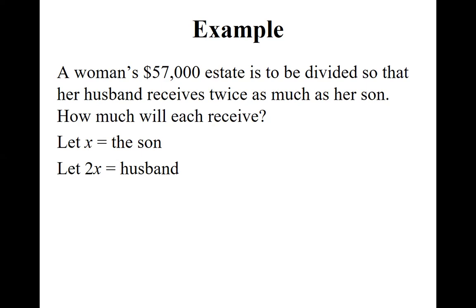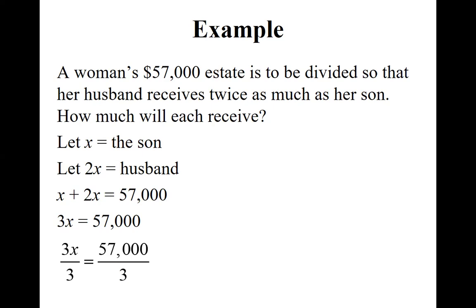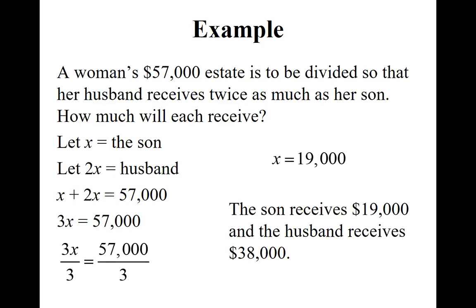The total amount received is going to be 57,000. So x plus 2x is 57,000. That means that 3x is 57,000, and dividing both sides by 3, we get that x is 19,000. x was the son, so the son receives 19,000, and the husband receives twice that, 38,000.